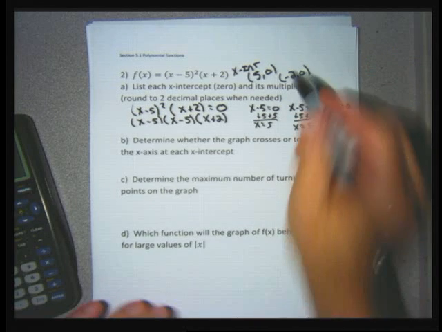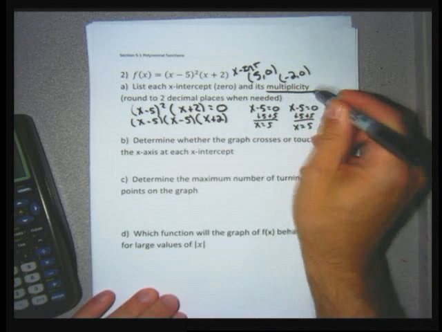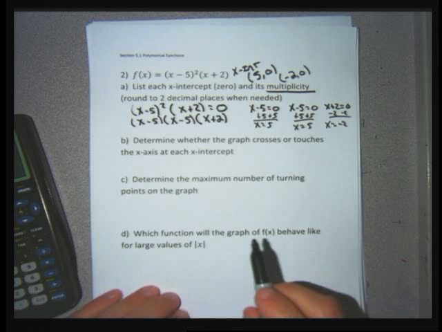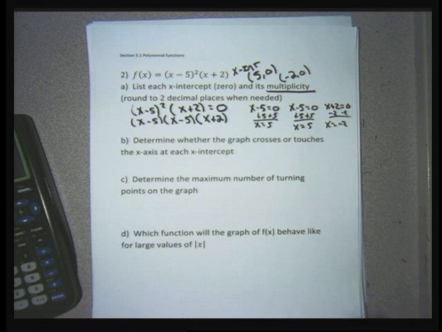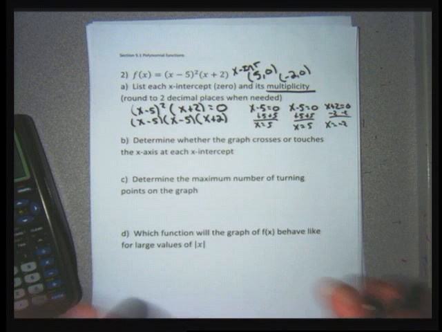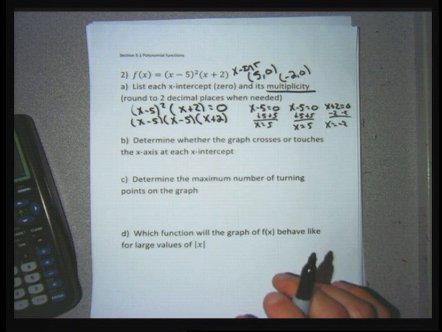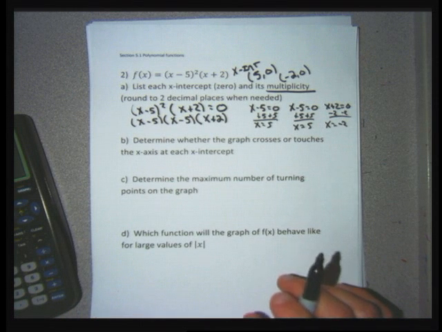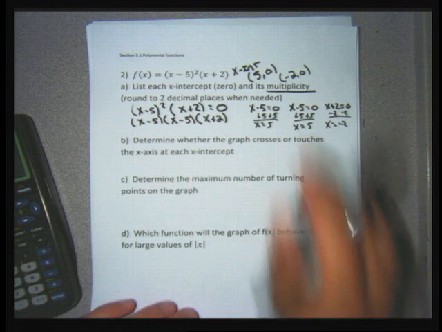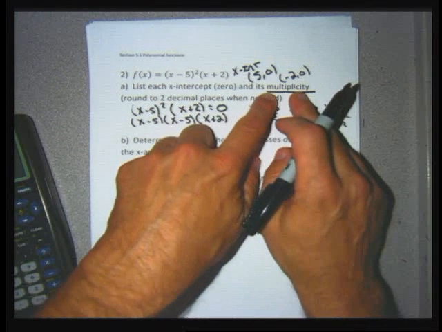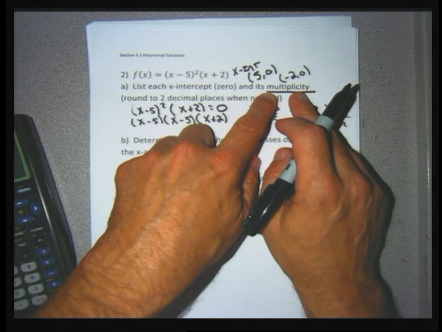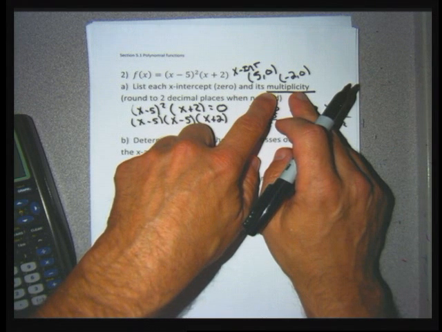And then this word multiplicity is basically how many times does a factor occur. And it's something mathematicians use to tell whether the graph is going to touch or cross the x-axis. The multiplicity is going to be the answer to this. And what is the multiplicity? The multiplicity is going to be a word. It's either going to be the word odd or even, and it has to do with the exponent that makes the factor.